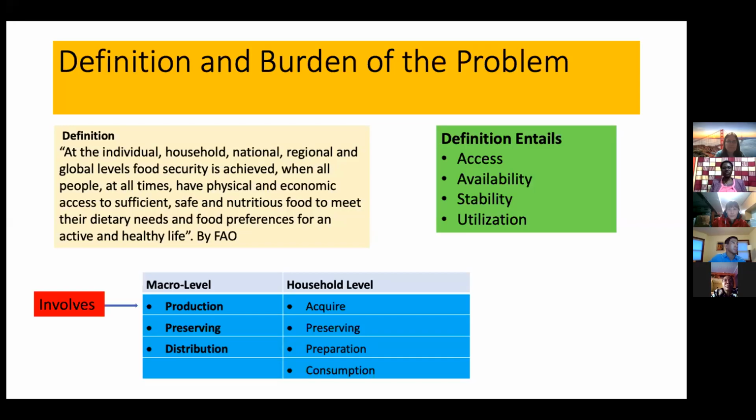At the household level, then we also have to think of the consumption.